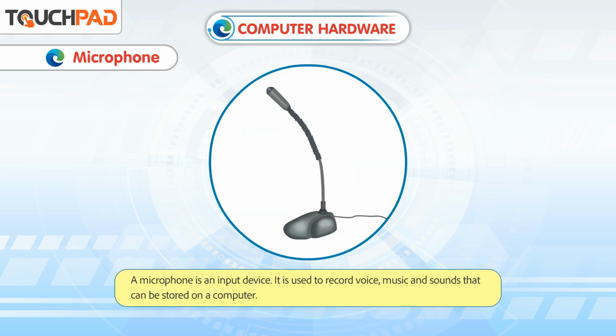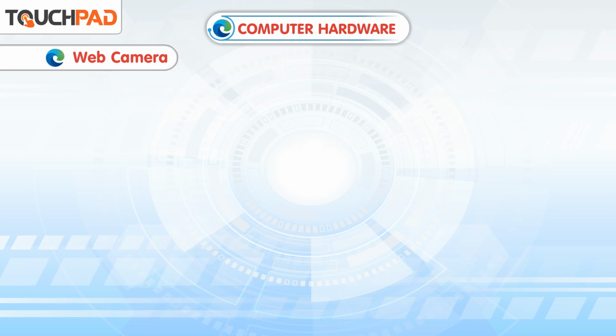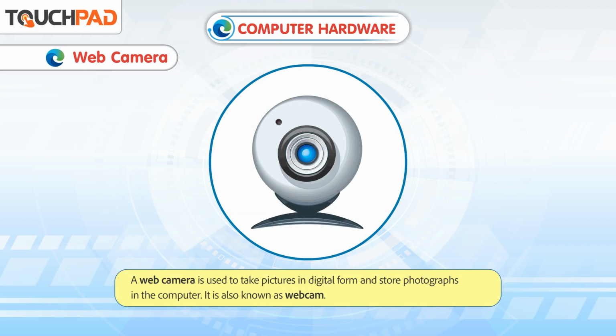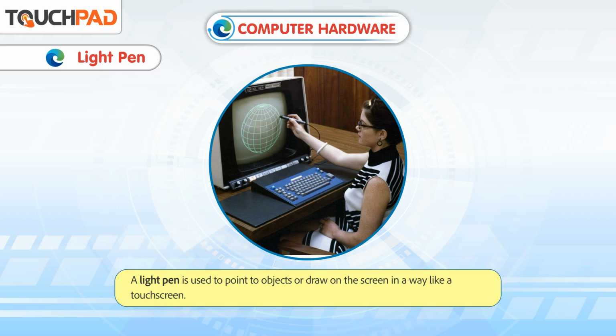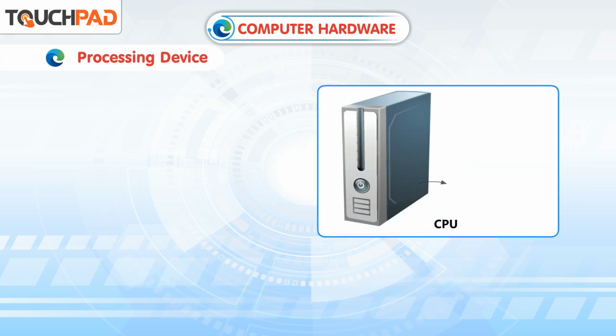Microphone. A microphone is an input device. It is used to record voice, music, and sounds that can be stored on a computer. Web camera. A web camera is used to take pictures in digital form and store photographs in the computer. It is also known as webcam. Light pen. A light pen is used to point to objects or draw on the screen in a way like a touch screen.